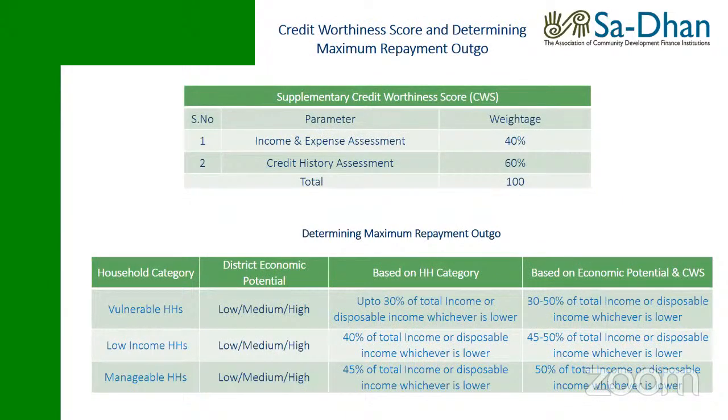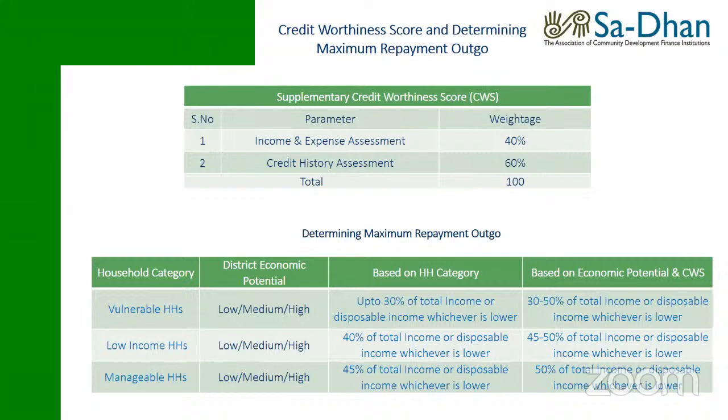Yeah, so this is the creditworthiness score we're looking at. For the creditworthiness score, the income and expense assessment we are giving 40% weightage, and the credit history assessment we are giving 60% weightage. So totally it's 100%. So how are we determining the maximum repayment outgo? So that we would share.